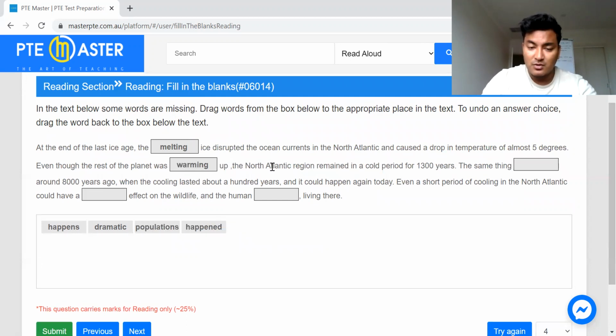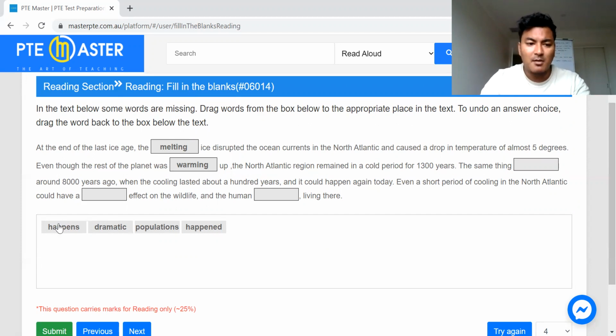So the next, the North Atlantic region remained in a cool period for 1300 years. The same thing, that's around 8,000 years ago. So 8,000 years ago means that was in the past. If the sentence is in past tense, there should be something verb to, right?